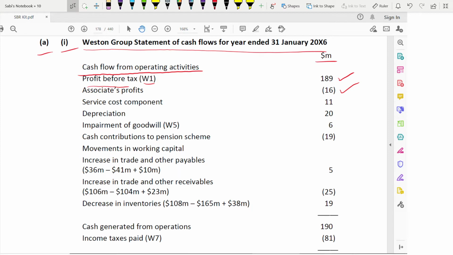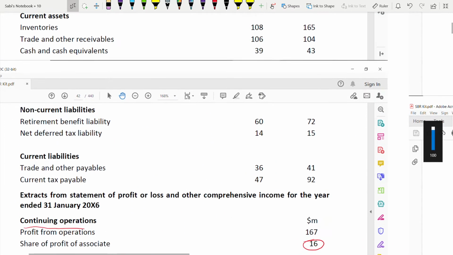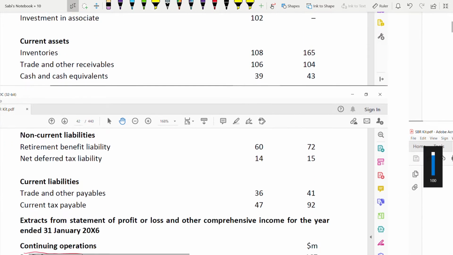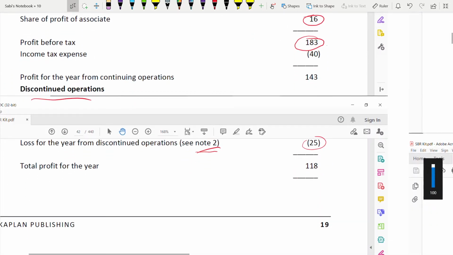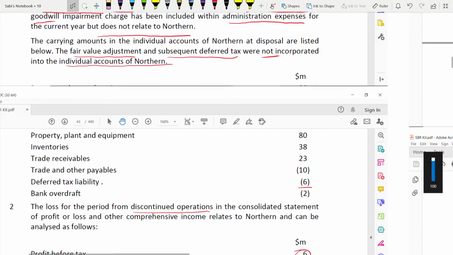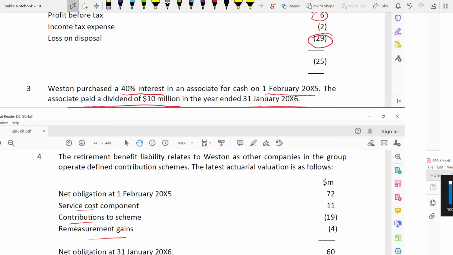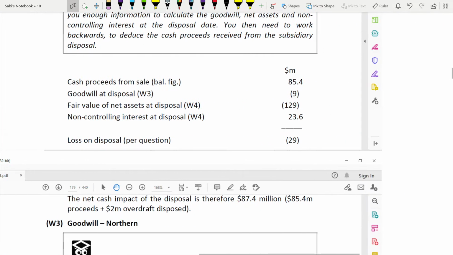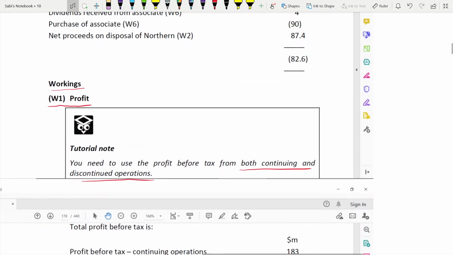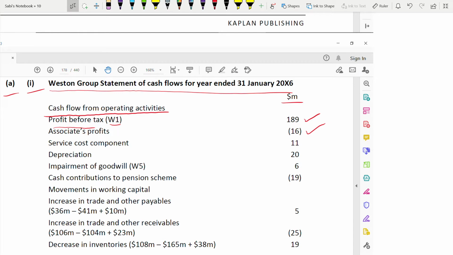Service cost component is 11. It is given under note 4. You need to deduct it because this also comes in your profit and loss account as an expense. So whatever expense comes in profit and loss, you need to add back. Okay, service cost. So this is also over.